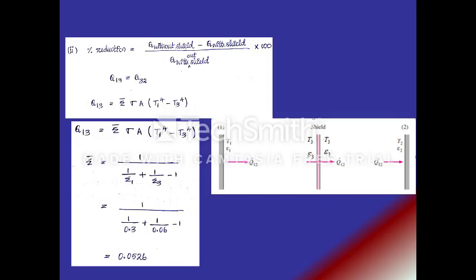Now let us calculate epsilon bar for these two surfaces, that is plate 1 and shield. That is equal to 1 by epsilon 1 plus 1 by epsilon 3, epsilon 3 being the shield, minus 1. Substituting epsilon 1 and epsilon 3, you will find epsilon bar is equal to 0.0526. Now we have calculated it between plate 1 and the shield.